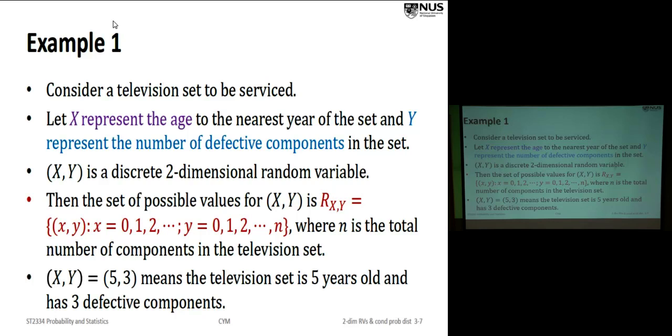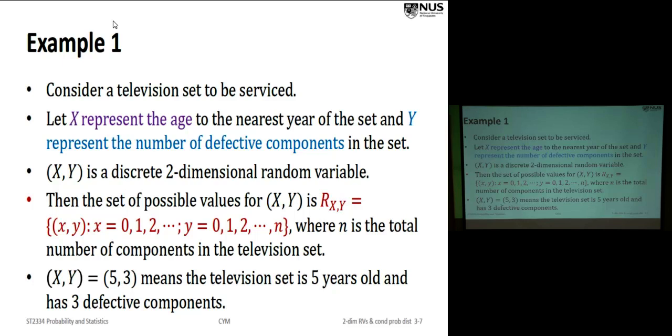Okay, so in this situation, we say that X and Y is a discrete two-dimensional random variable. And that's because X, which is the age, is to the nearest year, so it can conceivably be 0 years old, 1 year old, 2 years old. I suppose it could go off to infinity, but that's obviously impractical. And Y, the number of defective components, could be none of them defective, one defective, two defective, all the way up to little n, where n is the total number of components in the television set. So, for instance, if I said that X and Y realize the value of (5, 3), it means that the television set is 5 years old to the nearest year and has three defective components.